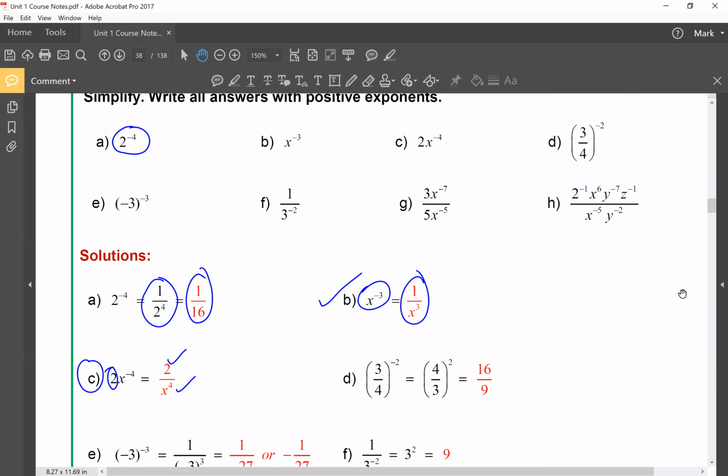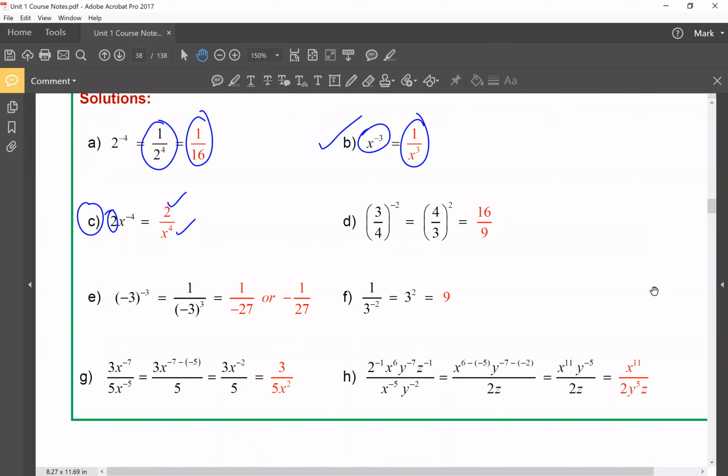I like letter D. D is a good one. I have 3 over 4 to the power of -2. And to make an exponent positive, you flip the fraction. So I flip this fraction here. Instead of 3 over 4, it becomes 4 over 3, and the exponent turns positive. So you would get 16 over 9. 4 squared is 16, 3 squared is 9.